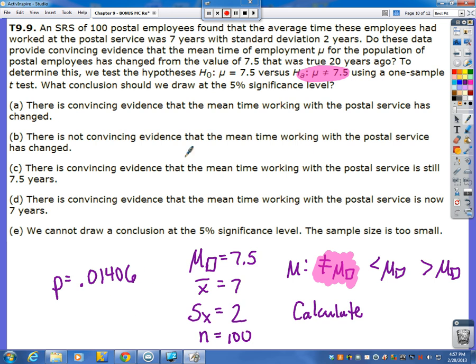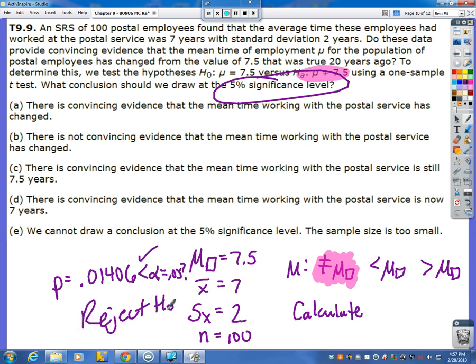0.01406. So at the 5% level, this is our p-value. Is it less than alpha equals 0.05? Yes, it is. We would reject the null hypothesis.